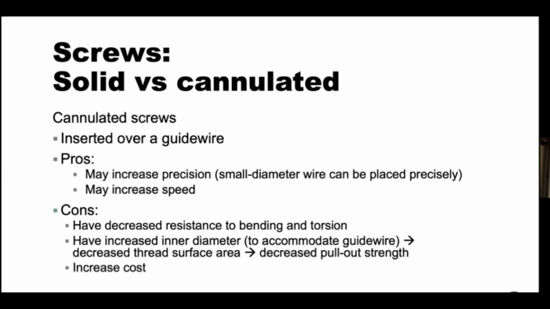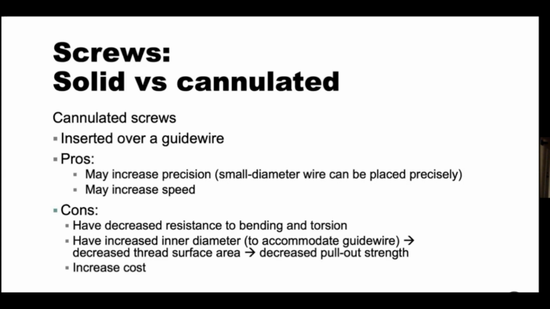The pros of this are that it may increase the precision of your screw placement, because it's a very small diameter wire that can be placed precisely in the bone, and then the screw follows that wire. And it may increase speed as well, because you've put that there and you don't have to worry about whether you're collinear with the drill, drilling in the same trajectory as you wanted, placing the screw in the same trajectory as the drill path, etc. So those are potential advantages.